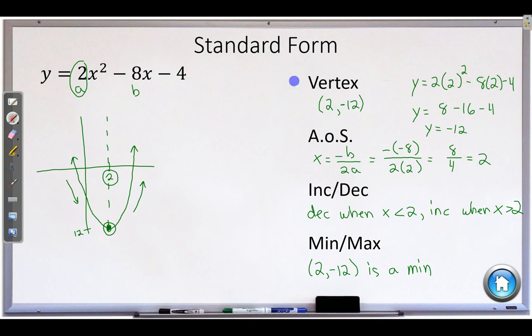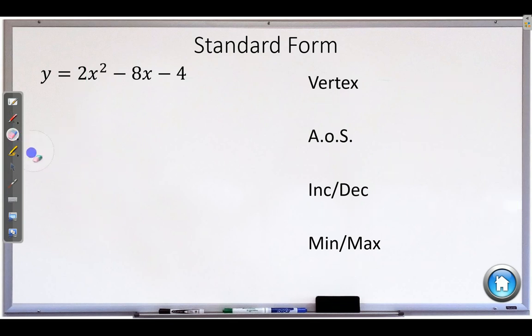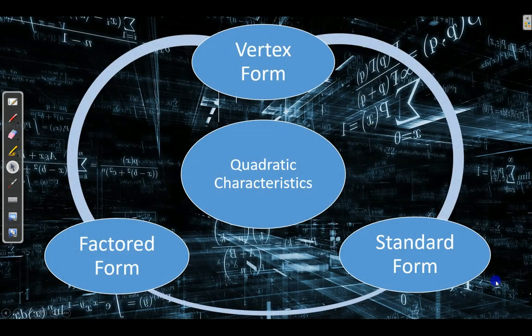So again, we got all 4 of these characteristics from our standard form equation. Just takes a little bit of work. The key on this one is this axis of symmetry formula, x equals negative b over 2a. All right, so no matter what form your equation is in, you can find all of those same characteristics. Vertex, factored, or standard form. They all make a parabola, so you need to be able to find those characteristics.